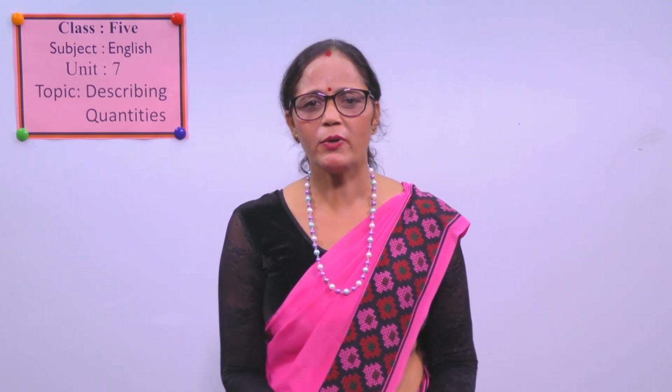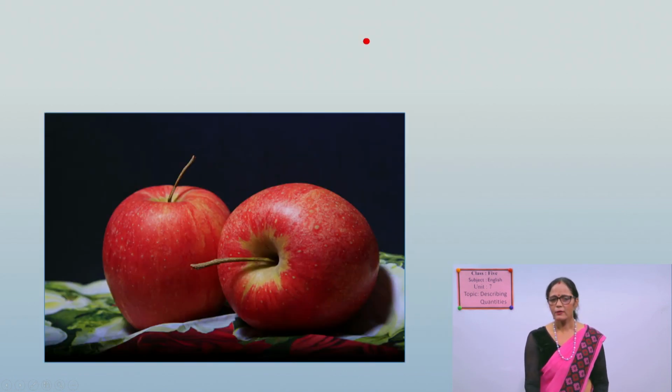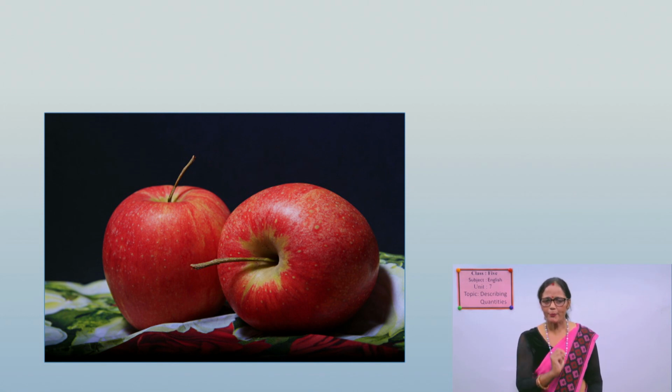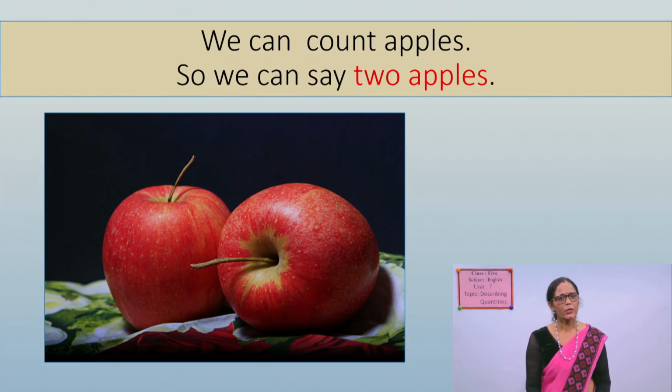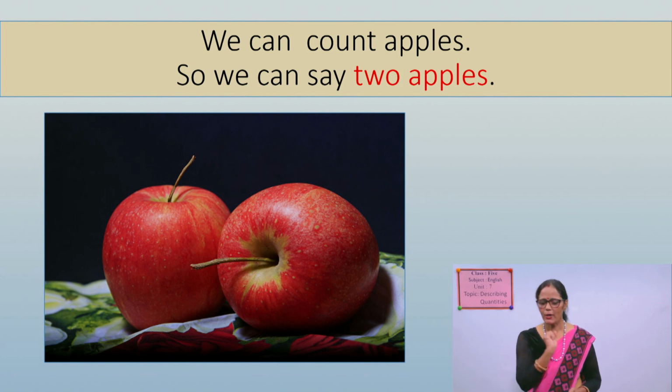Read out the sentence. Pragati eats an apple a day. Here, an means 1. Why? How many apples are there? 2 apples. We can say 2 apples. Why? Because we can count them. So, we can say 2 apples.